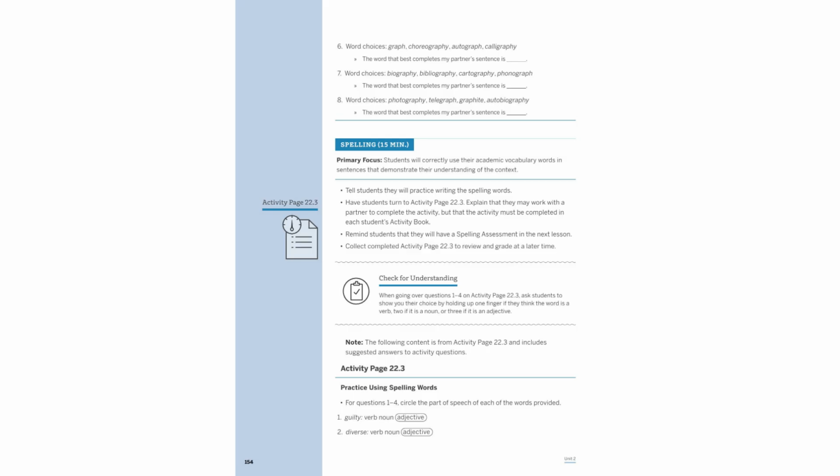Students will practice using spelling words in context. On activity page 22.3, circle the part of speech for each word: guilty, diverse, integrity, and conquest. Indicate your choice by holding up fingers: 1 for verb, 2 for noun, 3 for adjective. Complete the activity with a partner, ensuring each student finishes in their activity book.